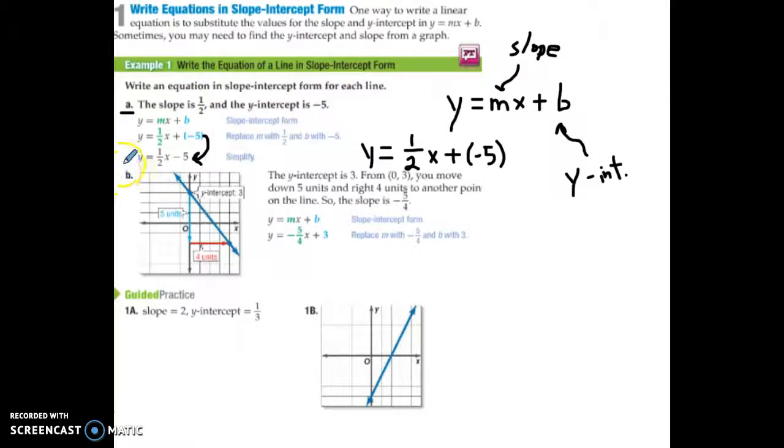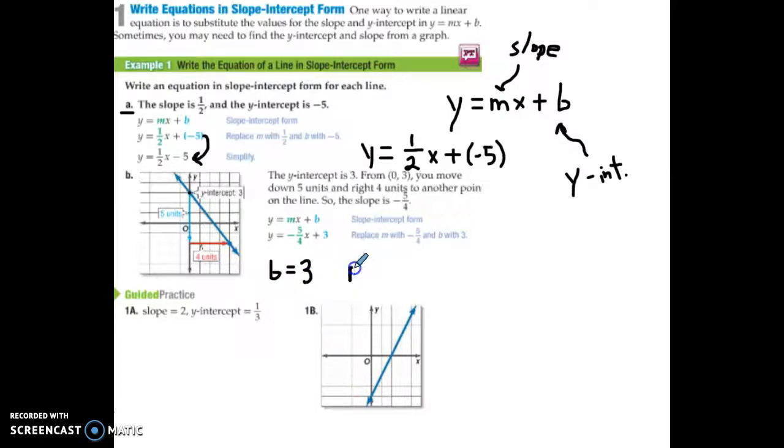What if they give us a graph now? Looking at this graph, I can identify a couple things. What is the y-intercept of this graph? Where does it cross the y-axis? It crosses right here at 3. So my b, or my y-intercept, is 3.